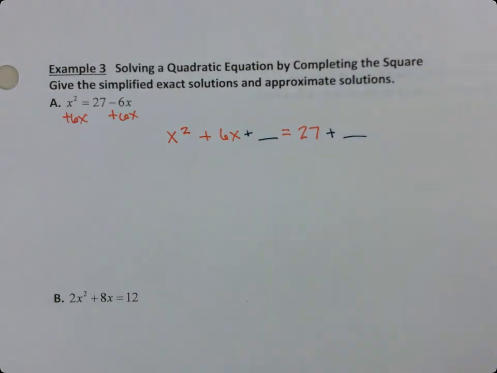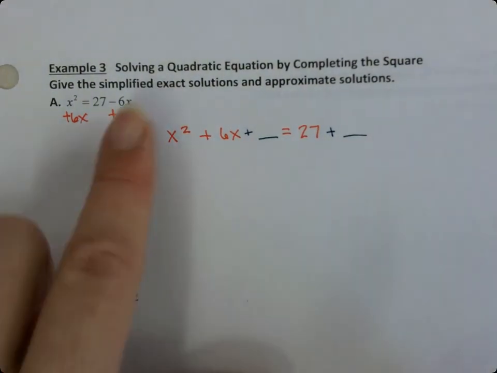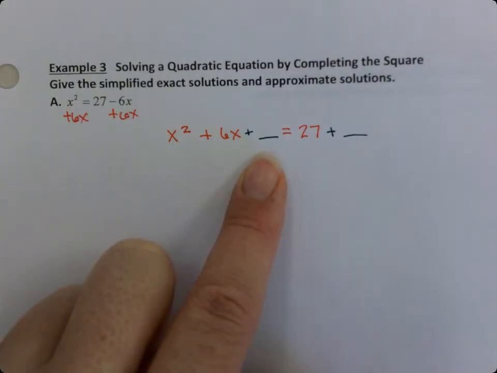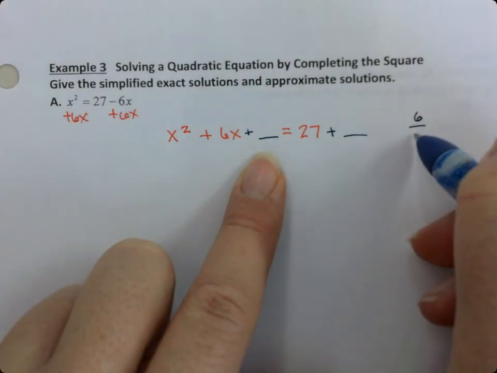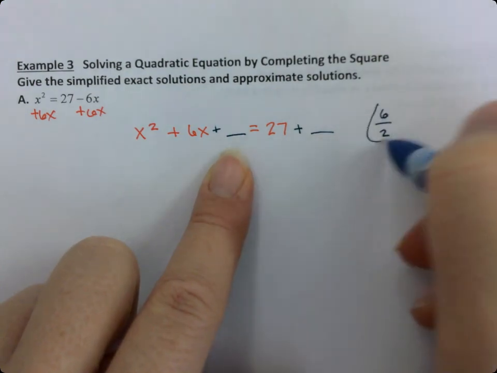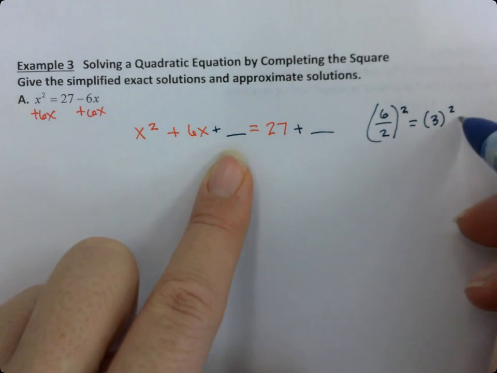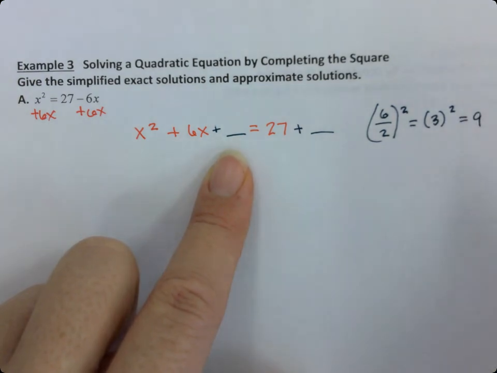Now, if we were doing this differently, we would have set the whole thing equal to 0, and we would have tried to factor and solve. Sometimes it doesn't factor. Now we want to complete the square. So I'm going to take 6 and divide it by 2 and square it. Well, what's 6 divided by 2? 3 squared is 9. So here's the idea.